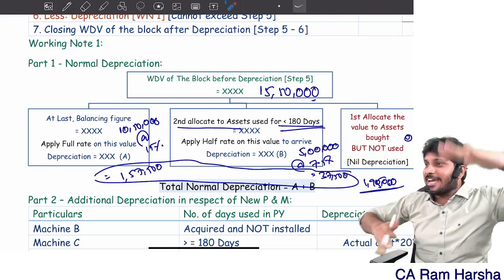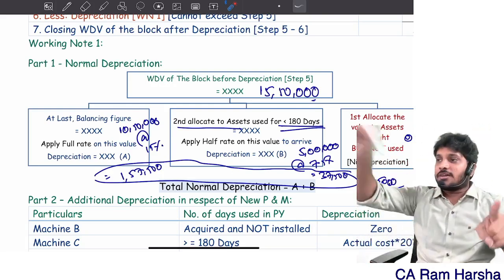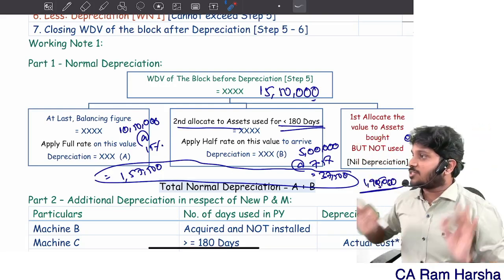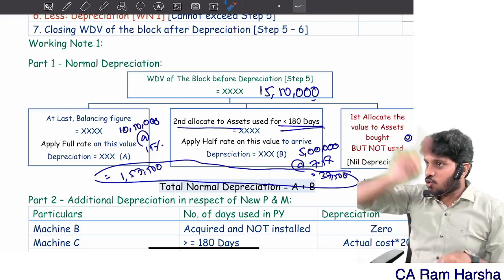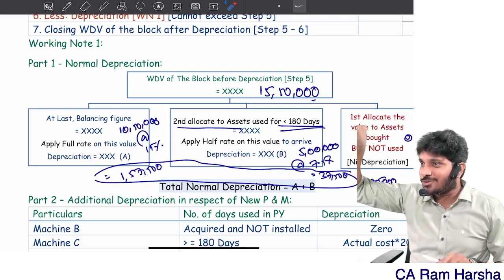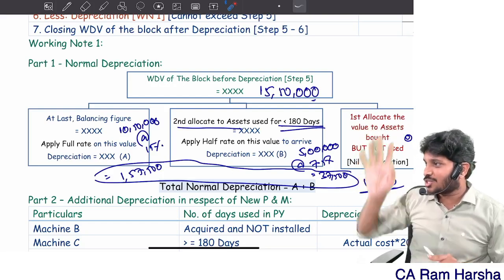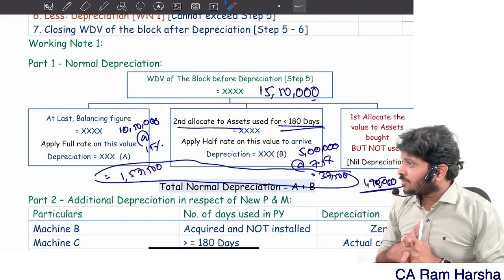We are logically allocating. Very simple: any asset you purchased, in the next year it becomes part of the opening balance. Is it installed or not installed, used or not used, that doesn't matter. You will get full depreciation on that asset. Understood or not? All of you.